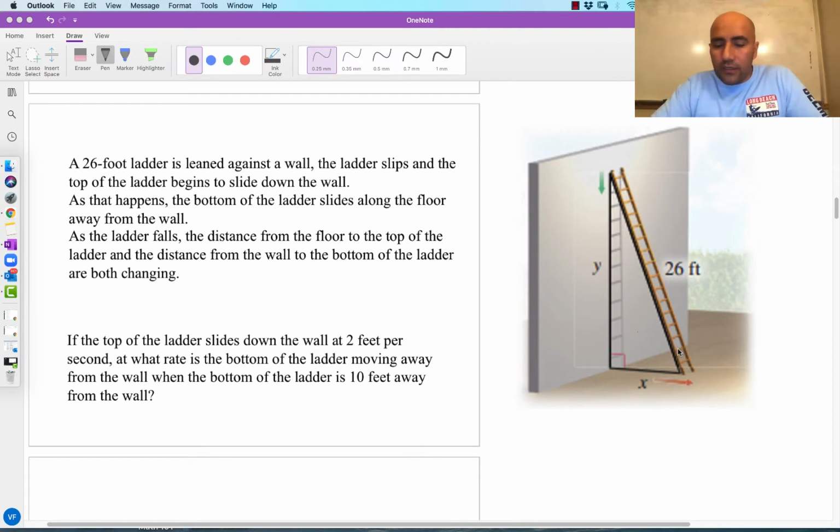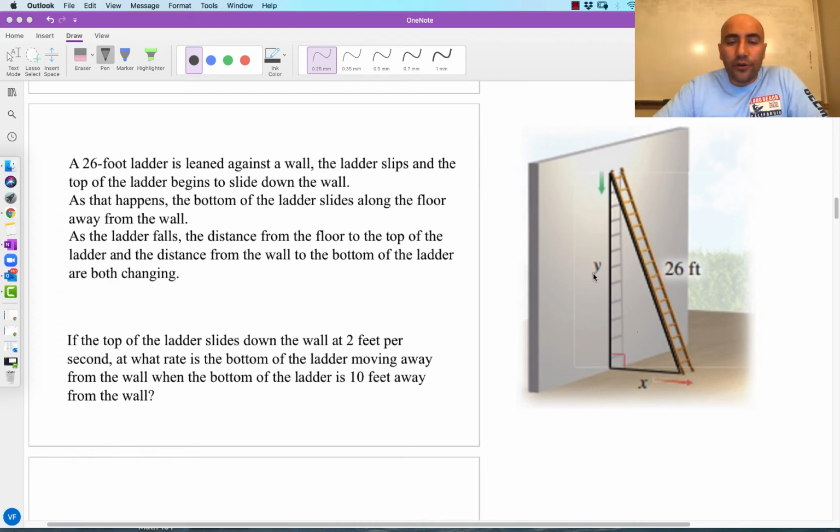So here's a great little drawing to represent this word problem. So we have a 26-foot ladder. Notice that that's a constant value, right? The actual length of the ladder is not going to change. So 26 is a constant. And then we have the distance from the top of the ladder all the way down to the floor along the wall, right? We can label that y.